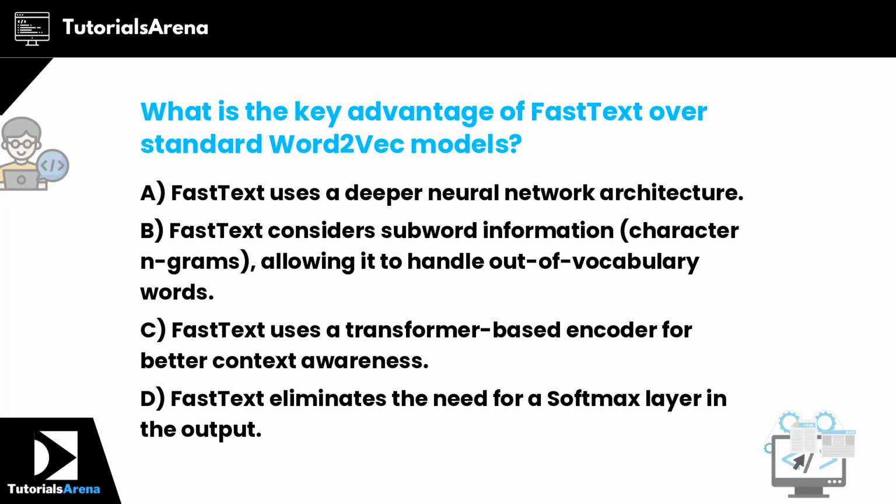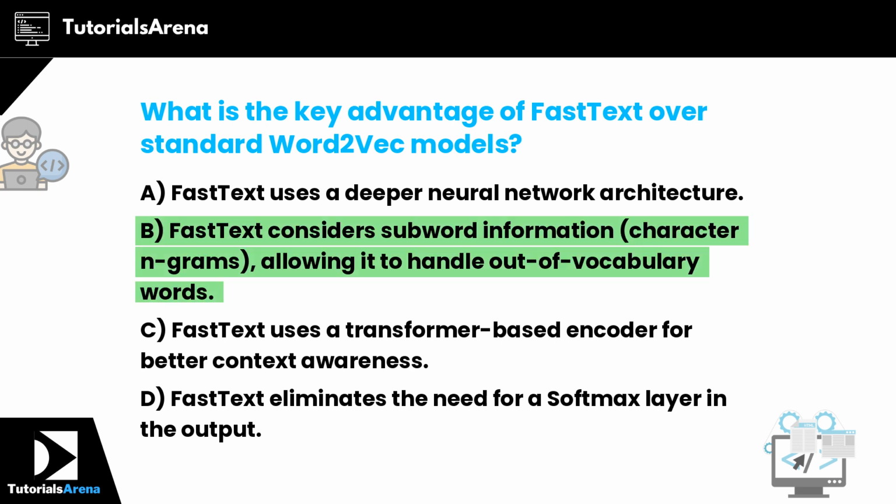What is the key advantage of FastText over standard Word2vec models? The correct answer is option B. FastText considers sub-word information, character n-grams, allowing it to handle out-of-vocabulary words.